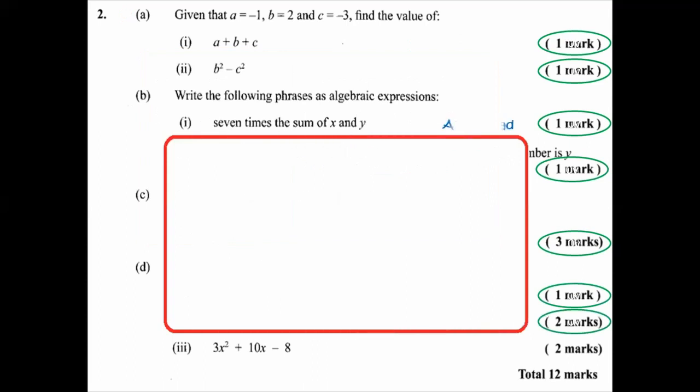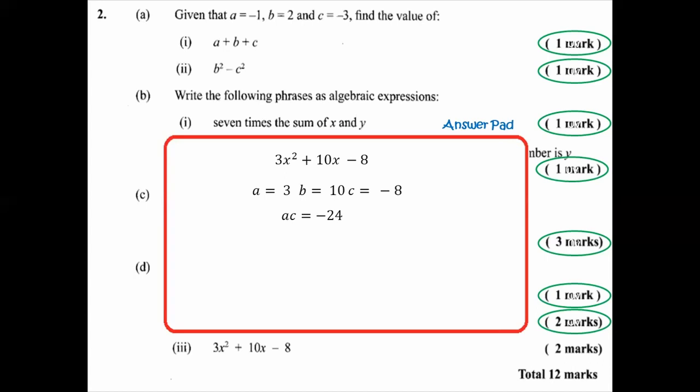Now we have this last question here. It's a quadratic. And if we remember, we're going to take the coefficients first in order to find AC. So for A, we have 3, B is 10, and C is minus 8, and AC is minus 24.